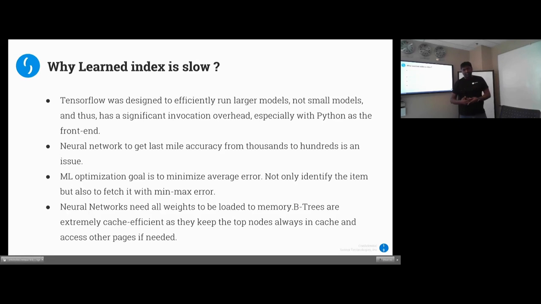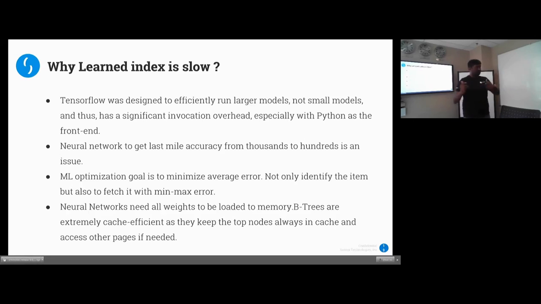So for the neural network, what is the next thing? Getting the prediction level from 1,000 to 100 is an issue. Let's say I'm at 1 million rows, records. The thing about indexes is that it not only tells you where things are, it's actually able to retrieve you fairly fast with a guarantee.